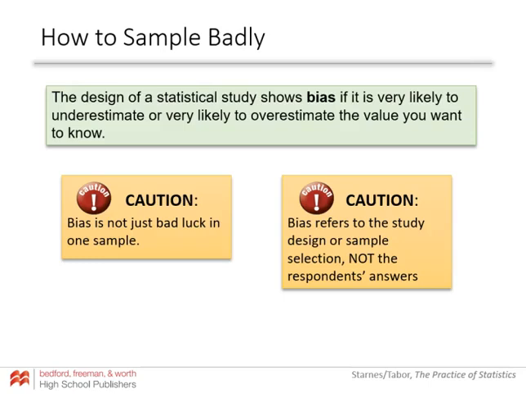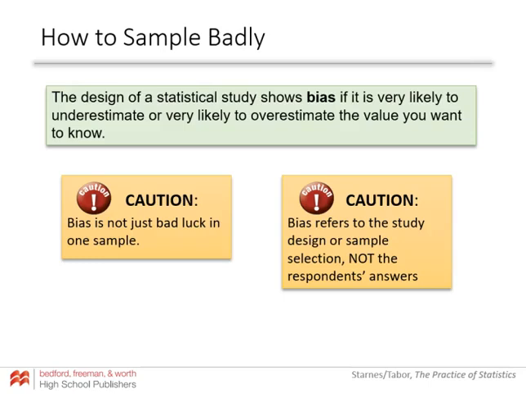Bias is not just bad luck, we'll call it, in one sample. If we take a sample of 20 people and we end up just by random chance to have those 20 people all have the same opinion, that's not necessarily bias. It happens rarely, but as long as we chose our sample in a good way, that's not bias.